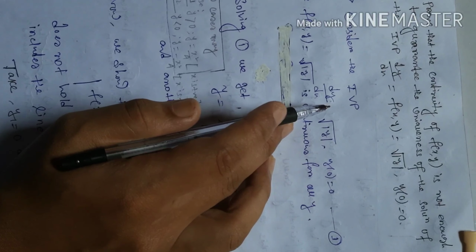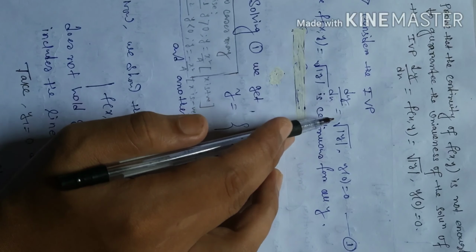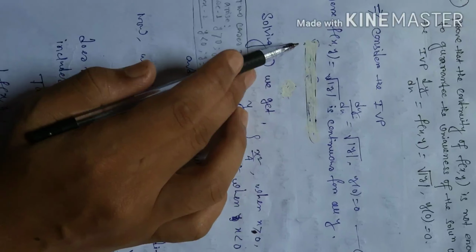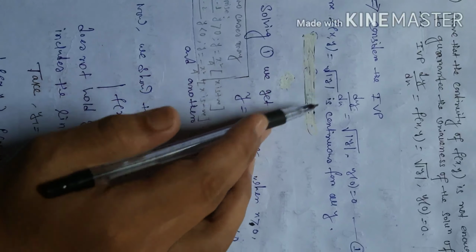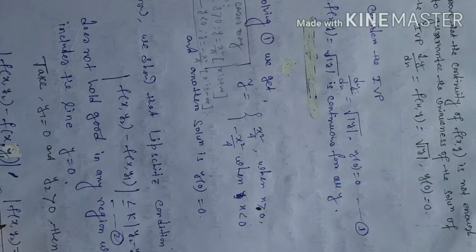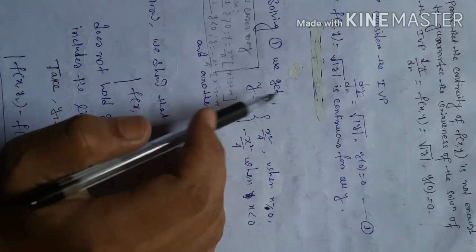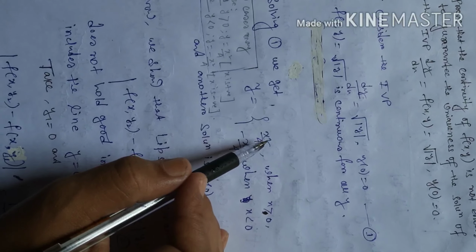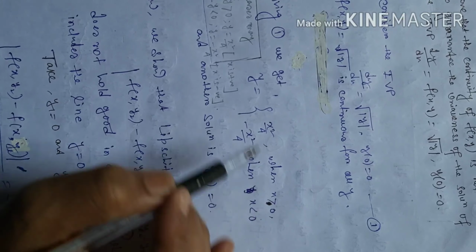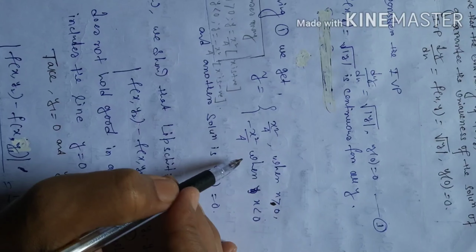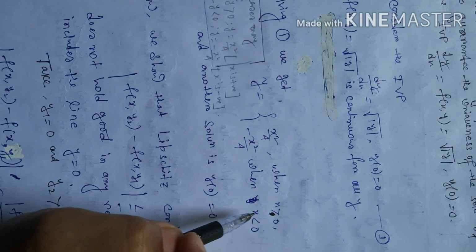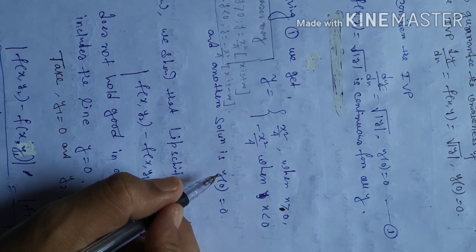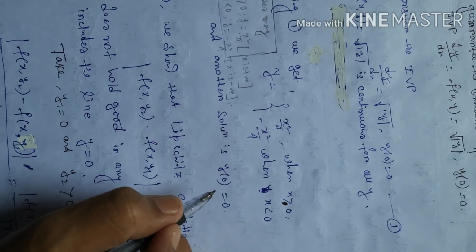Here the given IVP is dy/dx = root of |y|, y(0) = 0. Here f(x,y) is continuous for all values of y. Solving, we get y = x²/4 when x is greater than 0 and y = -x²/4 when x is less than 0. And another solution is y(0) = 0, that is y = 0 when x = 0.